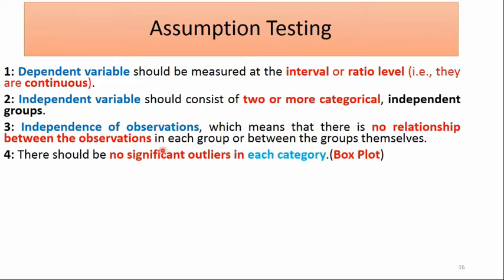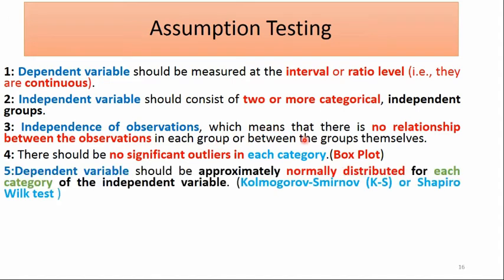There should be no significant outliers in each category, and significant outliers will be checked by box plot. In our case, we will check these significant outliers for each city. Each category means each city. We have to check the outliers not as a whole, but for each category separately.